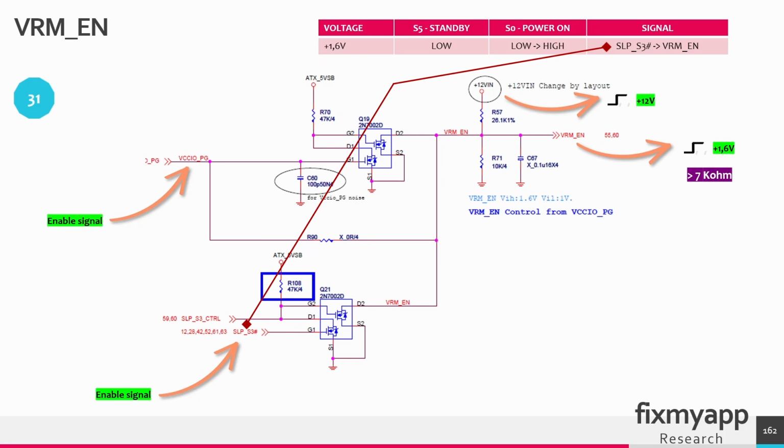The sleep S3 state shouldn't be high, so it shouldn't be active. So this voltage has to be high, and because this voltage is high, the switch will not pull the VRM enable signal to ground. So the VRM enable will be high, and that will be 1.6 volt, and this will go to the buck controller. The output resistance of this enable signal is higher than 7 kilo ohms. So in this case, the enable signal depends on 2 signals, the VCCIO power good and the sleep state S3.